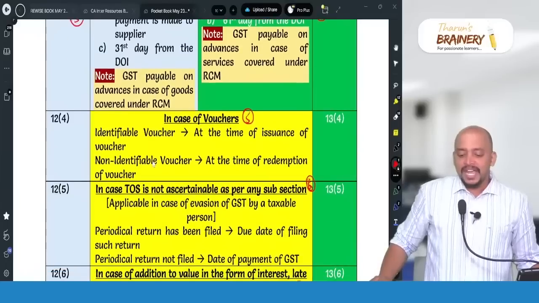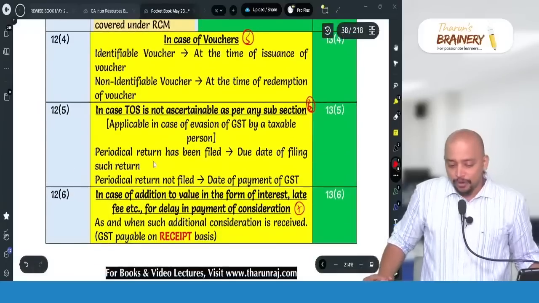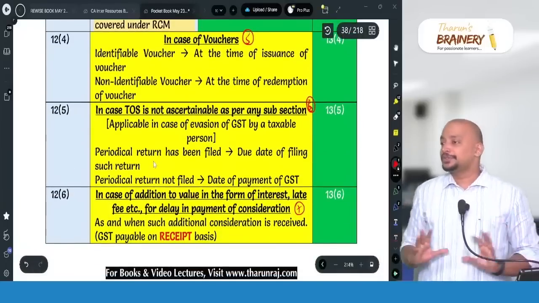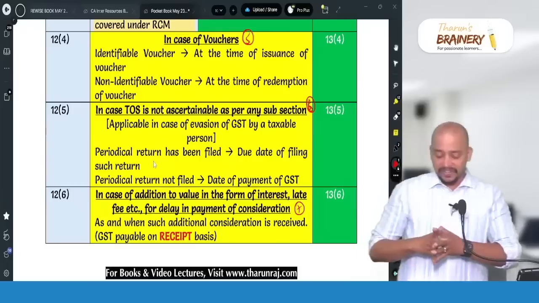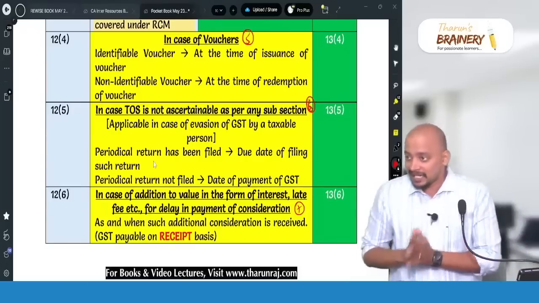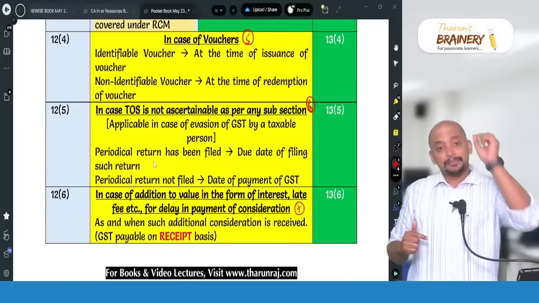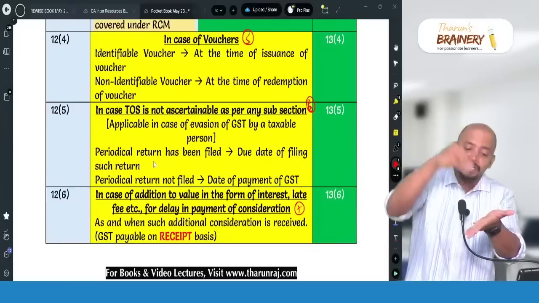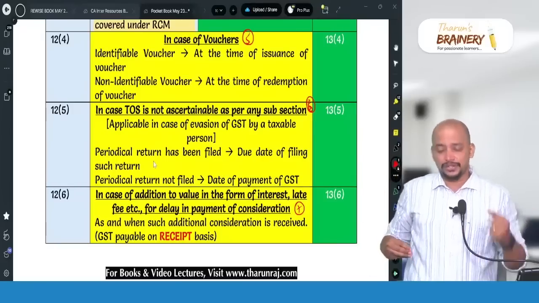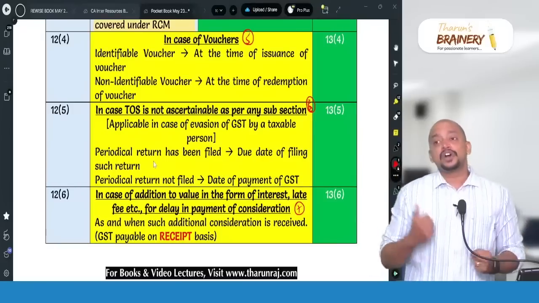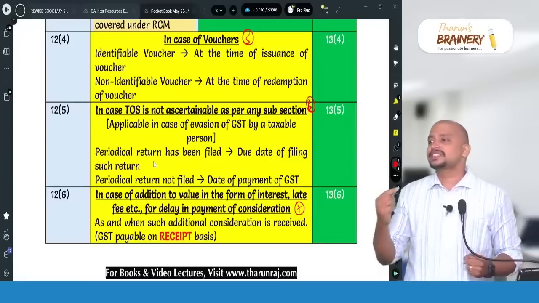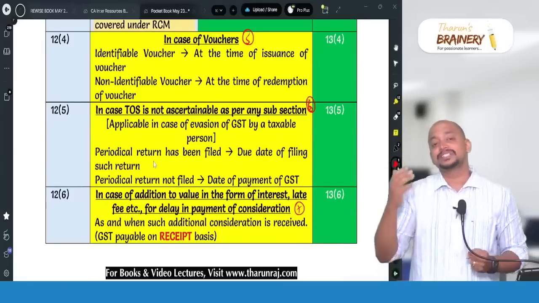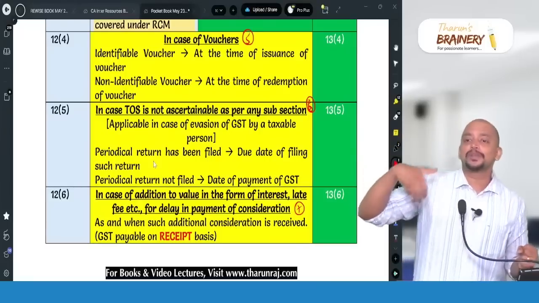Then we have section 12 subsection 4, vouchers. Vouchers are divided into two: identifiable vouchers and non-identifiable vouchers. Identifiable voucher means it can be redeemed against a particular product or service, and the product or service will be mentioned in the voucher. Whereas a non-identifiable voucher means the product or service will not be mentioned on the voucher, so that voucher can be redeemed against any product or service.